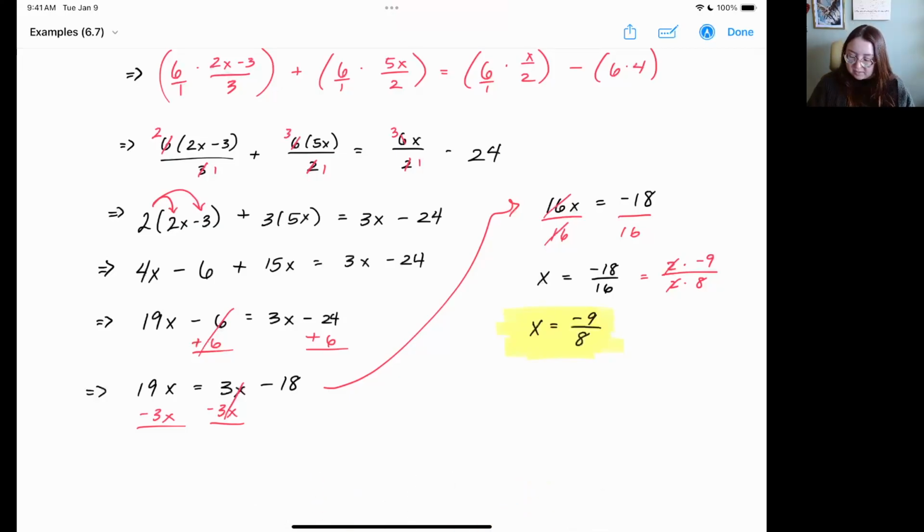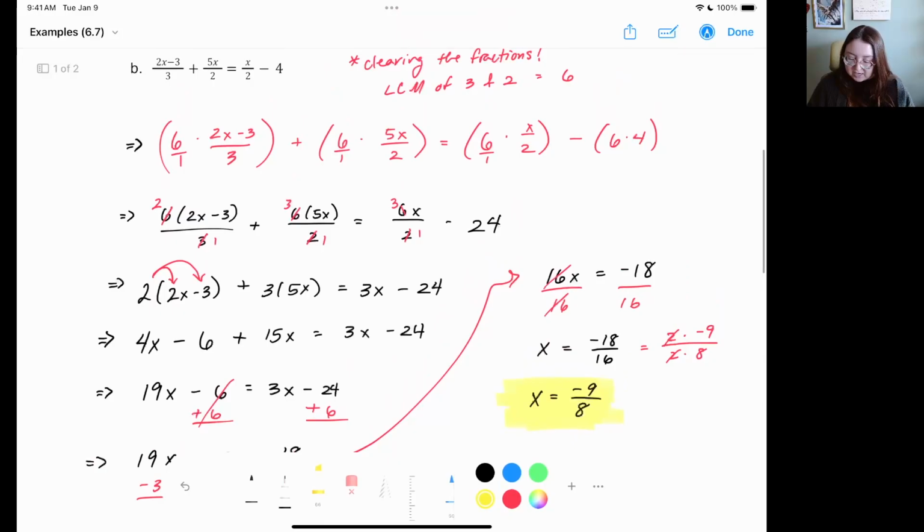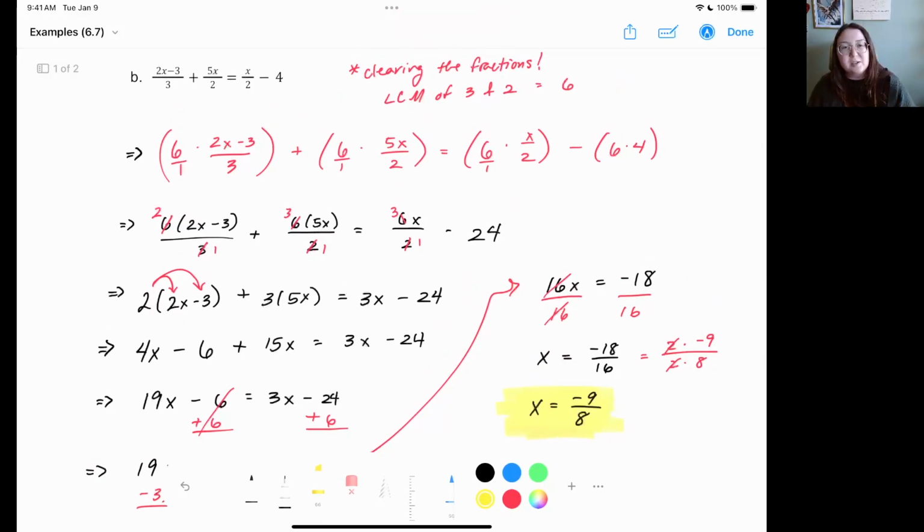Now, if you'd like, you can always check your answer by plugging x back into the equation, which I encourage you to do as an independent activity, to just check your answer. All right, so this is our answer here, negative 9/8. And so we finished off that example. So let's go ahead and go back on over to our lecture.